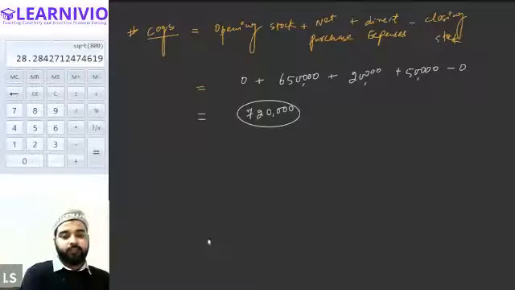I have taken this value only, 20,000 plus 50,000. And again, closing stock is not given in the question, so we will take it as 0. So finally, calculating all these values, we will get 7,20,000. Is that clear, Hamad and Halima? Yes, sir.